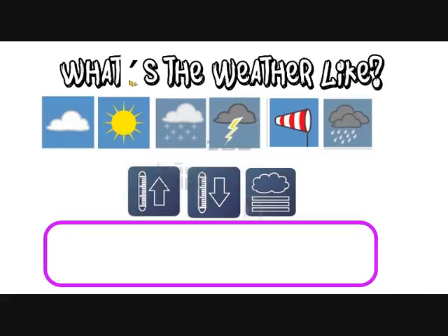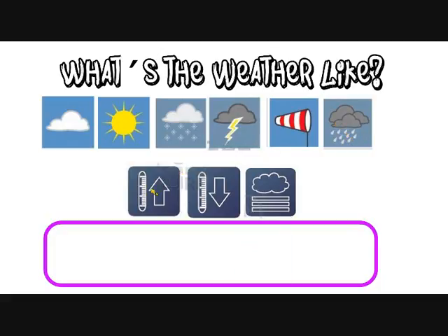When we talk about the weather, we see sometimes this symbol, and it's of course cloudy. When we see the sun, it's sunny. When we see the snow coming from the clouds, it's snowy, of course. When we see the lightning and a cloud, it's stormy. When we see the windsock like this, it's windy. And when we see the rain coming from the clouds, it's rainy.